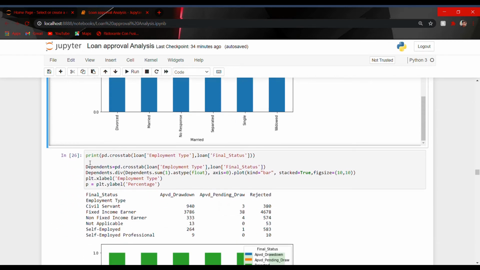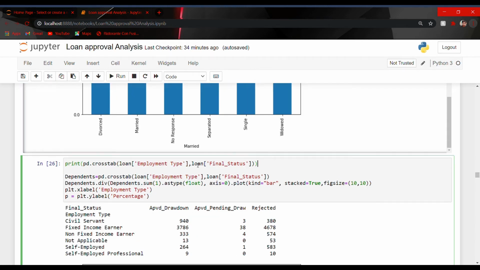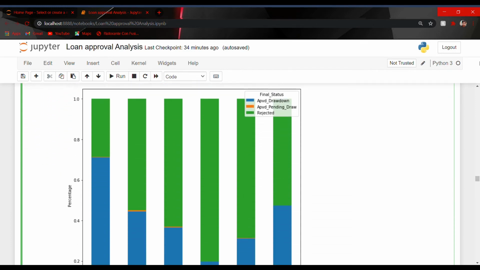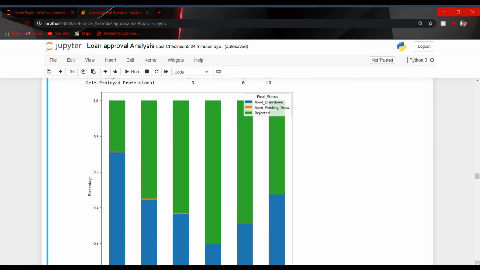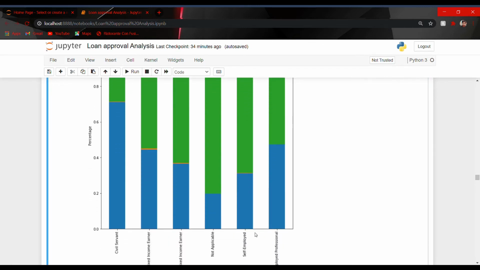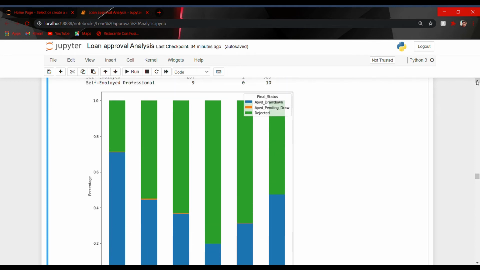Now here we can see, I have done the similar analysis, but this time I have used employment type for my analysis. Now here you can see that the people who are civil servants, or who do civil jobs, have the highest chances of getting their loan accepted, while also having the lowest chances of getting their loan rejected.